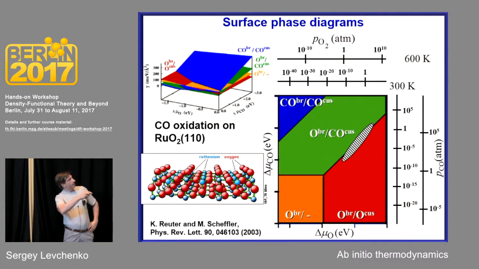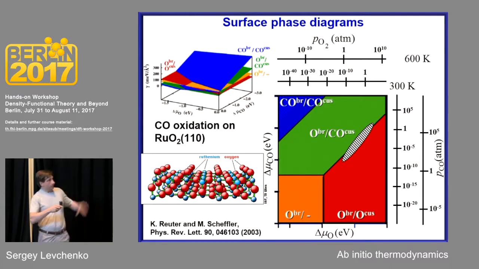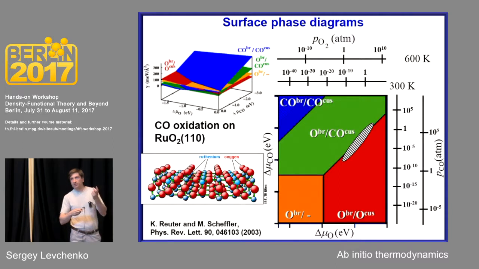In this example, we consider CO oxidation on ruthenium oxide 110 surface. Here is the picture. Ruthenium is shown in this light blue color and oxygen in red color. And we consider adsorption of oxygen and CO on this surface. There are two different sites for adsorption of these species, the bridge site and the Cus site.